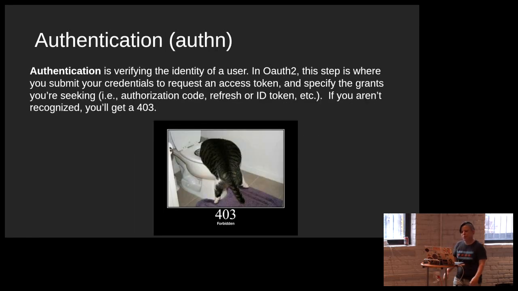So there are two steps to OAuth. The first one being authentication, or auth-n if you've seen that. This is where we verify a user's identity. Typically we specify grants as far as what type of access we want to get. And if there's an error, we get a 403. So 403 forbidden is, I don't know who you are.